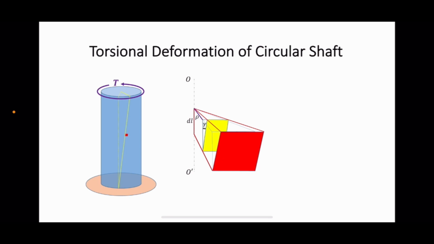What that means is the shear stress will be zero at the center of the shaft, when the distance represented by the Greek letter rho is zero, and be maximum at the boundary of the shaft, when the distance rho is equal to the radius of the shaft. Now let us see the detailed relationship between the distance rho and the shear strain gamma.